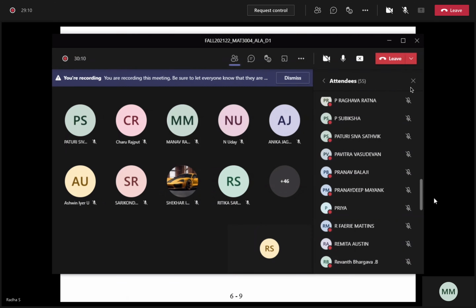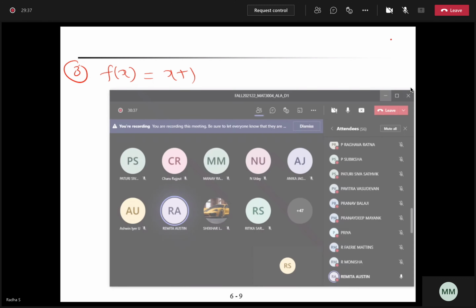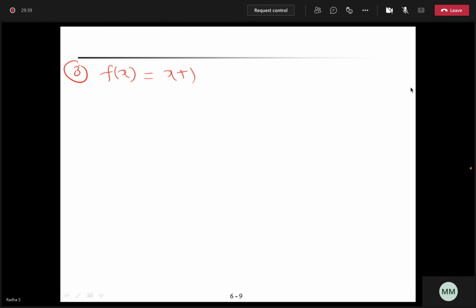Aston. Yes, ma'am. Yes, beta, can you please check and say whether f of x equal to x plus 1 is a linear transformation? No, ma'am. So what is the reason? f of x plus y is x plus y plus 1, and then f of x plus f of y is x plus y plus 2. So they are not equal. Yes, correct. You are right.